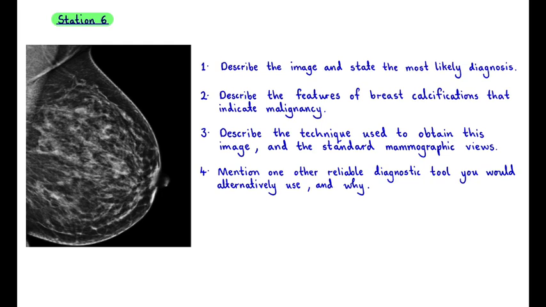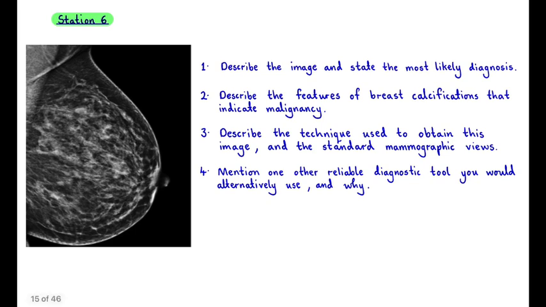But that is not the case in this example, because as you can see, the foci of calcifications are scattered around the breast in keeping with fibrocystic changes, which is a benign condition of the breast.